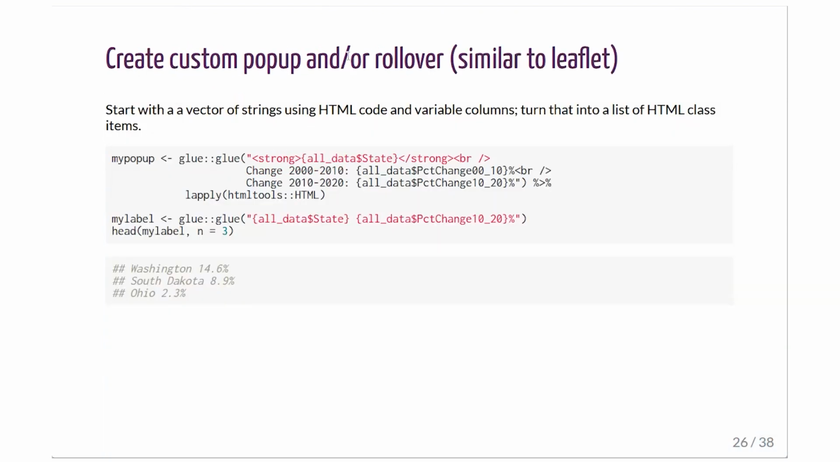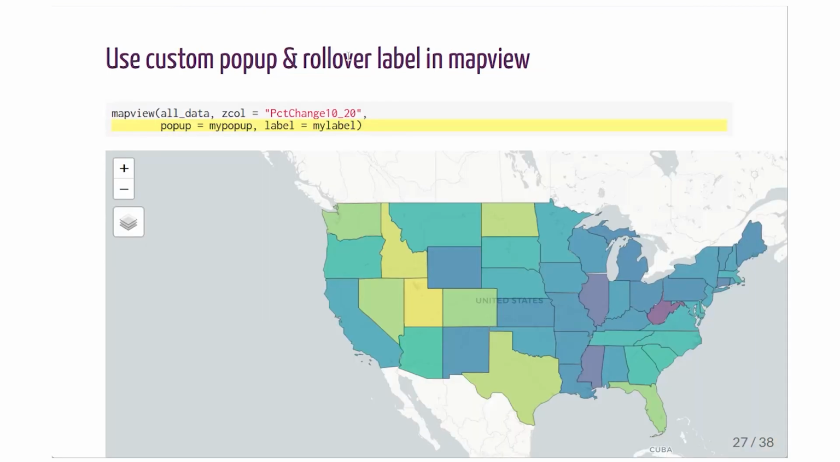You can customize your pop-ups and hover text using the same techniques as with the leaflet R package. I don't have time to go into this in depth, but it's explained in the accompanying InfoWorld article. Or pause the video and look at the code, it's not complicated. Using the custom pop-ups and hover text is very easy with the popup and label arguments. And now you can see these are customized.